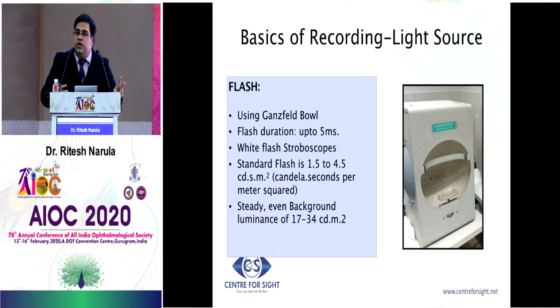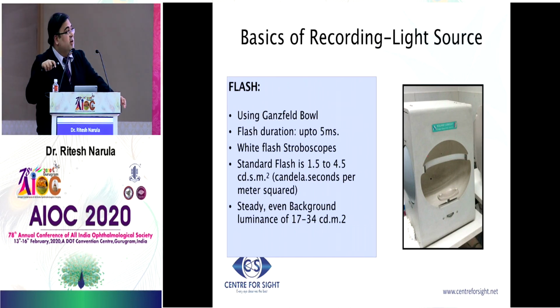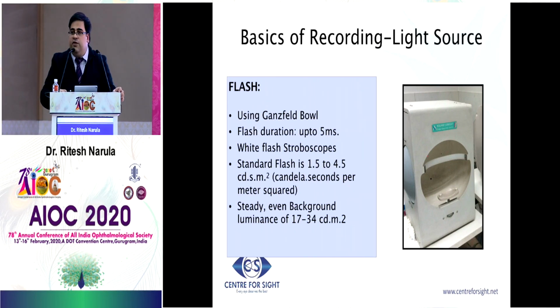So you have two kinds of light sources. One is called a flashlight, which is typically given from this bowl-like structure called the Ganzfeld bowl. Why do you need a bowl? Why can't you just use a bulb? Anybody would like to answer that? Okay, I'll tell you, because our retina is not flat.